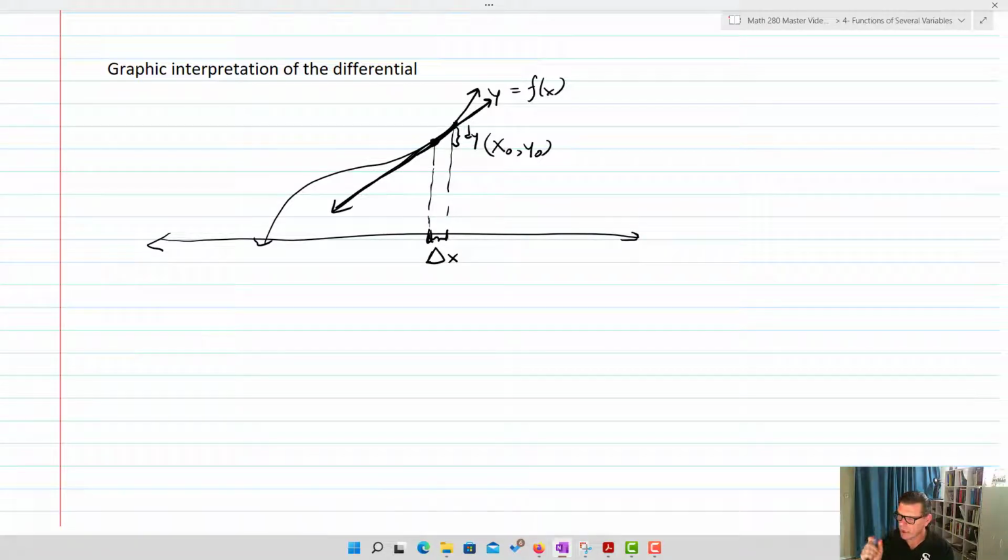As long as we're really close, and by the way, we can also go this direction for our delta x, because delta x is just a change in x. So given a particular distance in the x direction, how much does y change? That's it. We're using the tangent line to do that estimate. And that's the idea.